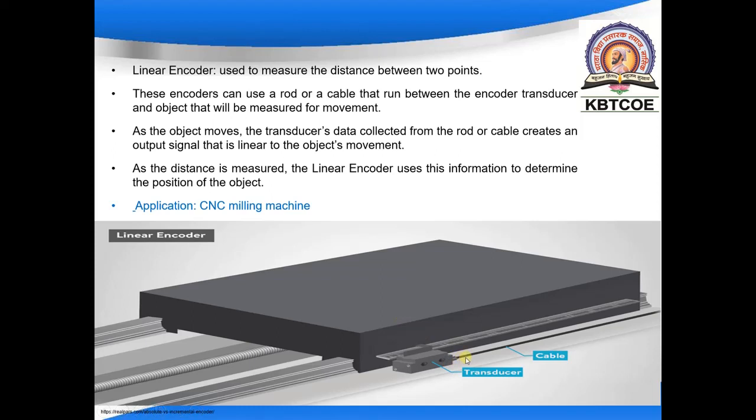As the distance is measured, the linear encoder uses this information to determine the position of this object with the help of this displacement or distance measured. One of the applications of it is in CNC machines.